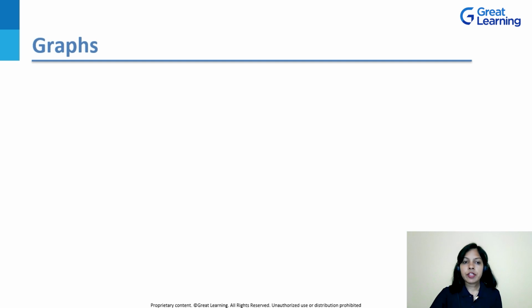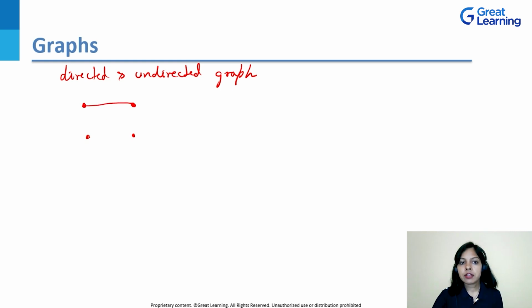So the first one is directed and undirected graph, which is important for you to know. Directed graph meaning suppose these are the vertices. There will be an edge between these. Okay, as it is a graph, there has to be an edge between these vertices. Directed meaning there will be an arrow marked here. There will be a direction specified.